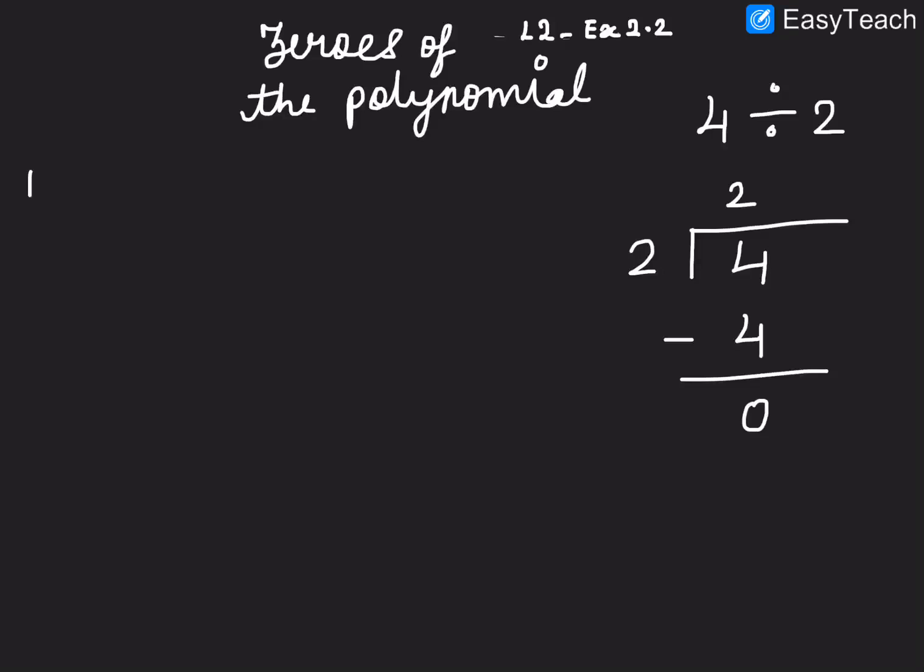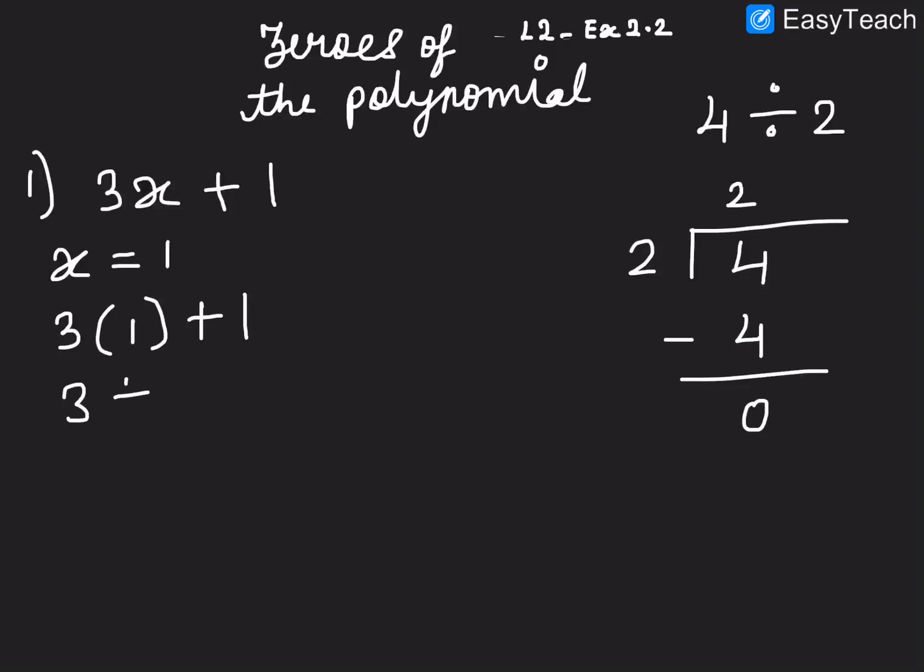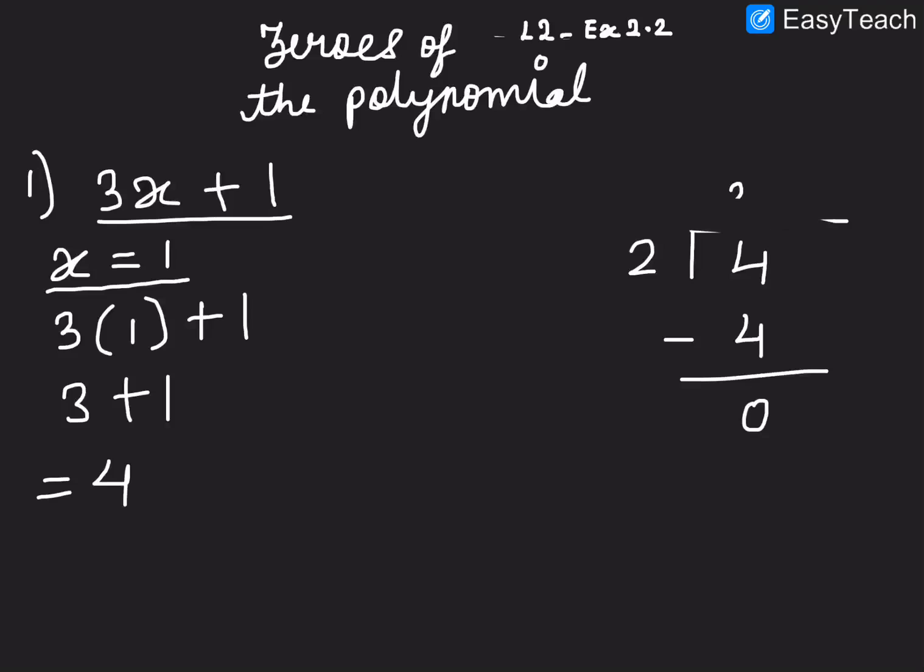If I take a basic example of 3x plus 1, now I will try and put the value of x is equal to 1. Let us see whether I get a 0 or not. So 3 at the place of x I replace with 1, so the answer I get is 4, isn't it? For the given expression, I am not getting the answer equal to 0 when I put x is equal to 1. It means x is equal to 1 is not the 0 of the polynomial.